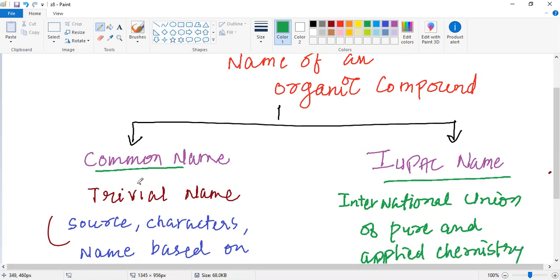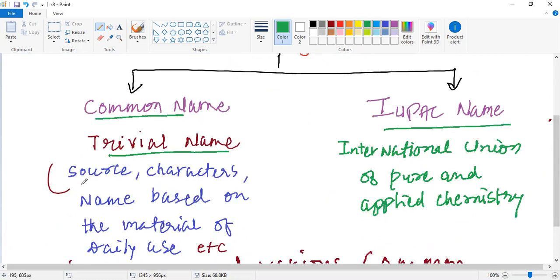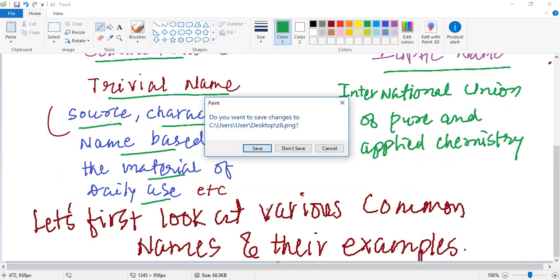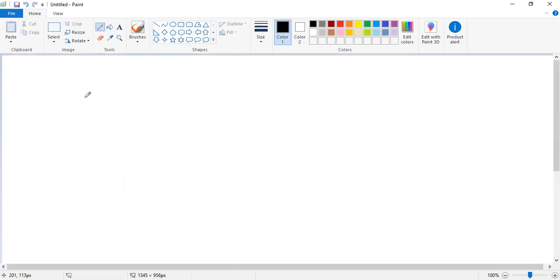We have common names, which are also known as trivial names. These names are generally obtained from the source from which the organic compound is obtained, or they depend upon various characteristics, or upon the material we use in our daily life, in which the organic substance is found. So let us first look at various examples of common names, my dear students. Let's move forward and understand it.